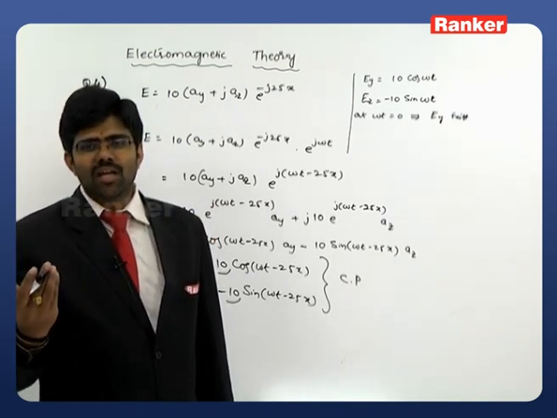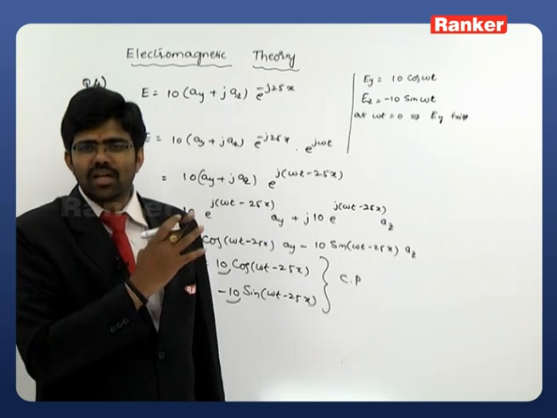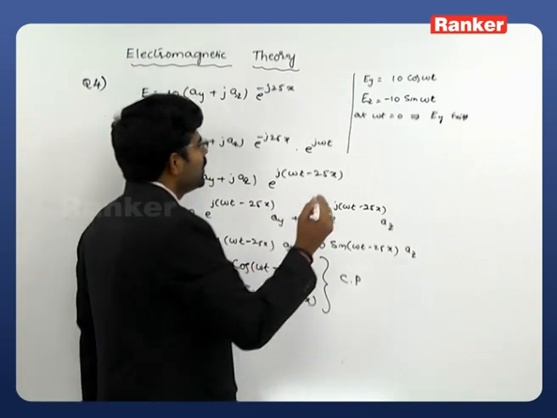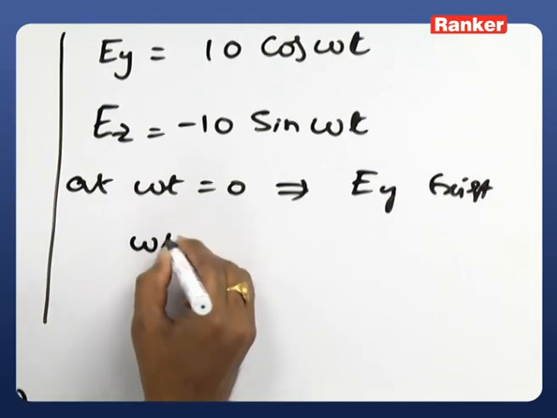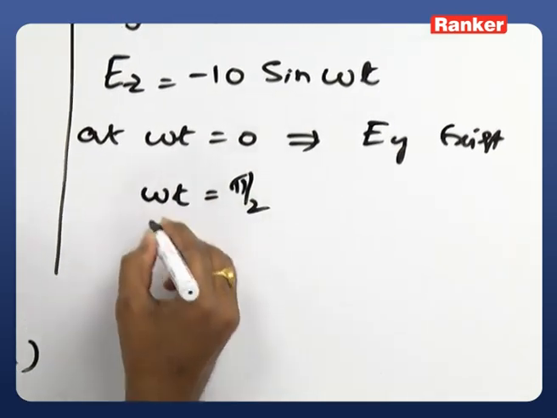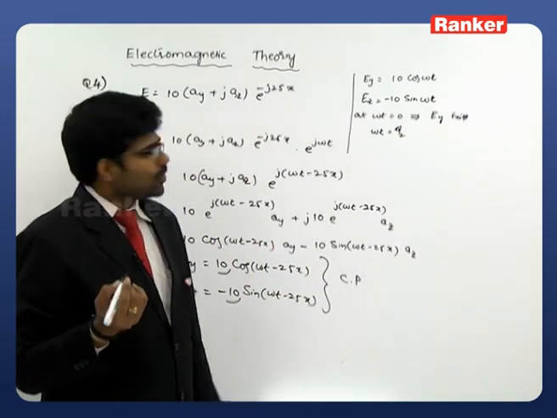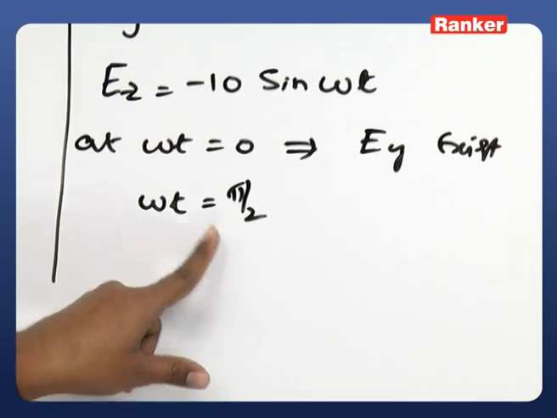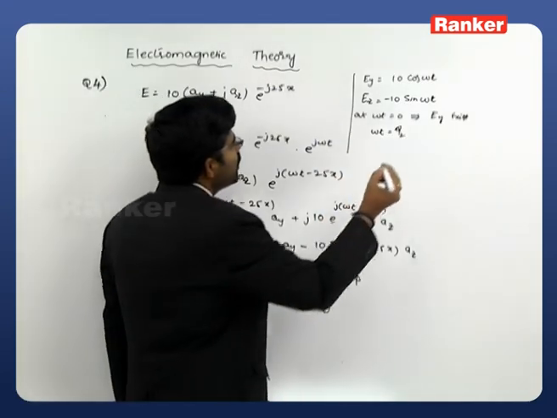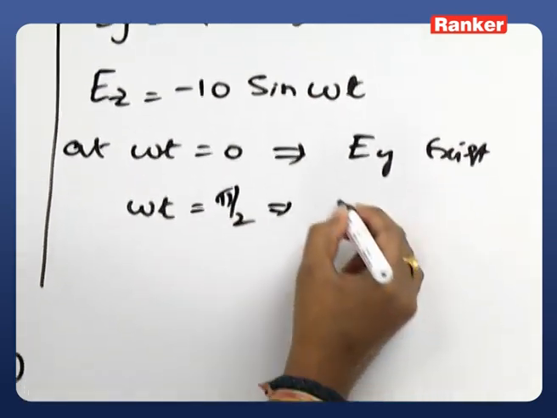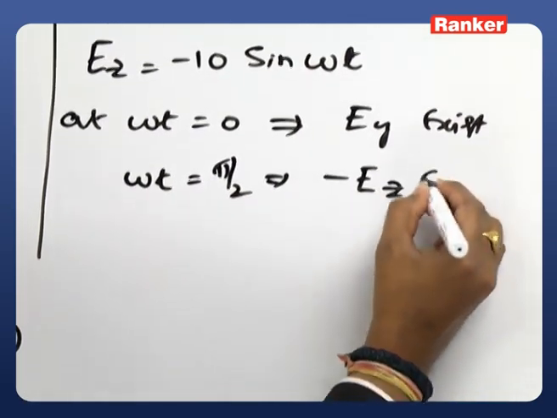If you are increasing the time, take an appropriate time and substitute there. For our convenience, I am considering omega t equals pi by 2. Here remember, we are always supposed to take the positive time; there will be no negative time, right? So as the time increases, if you substitute omega t equals pi by 2, what you get is Ey equals 0 and minus Ez will exist.